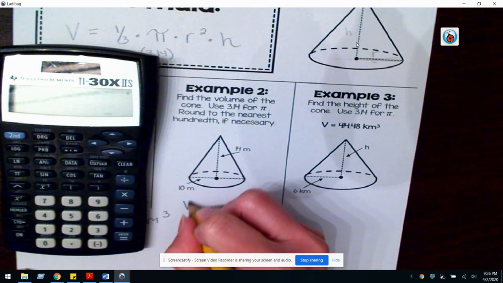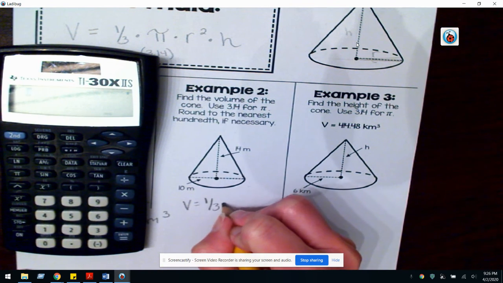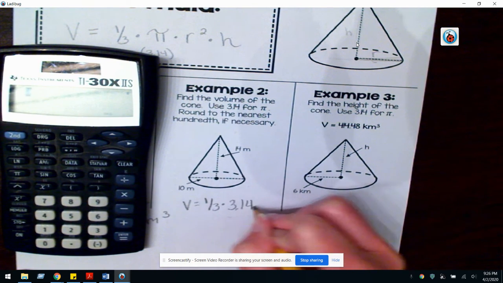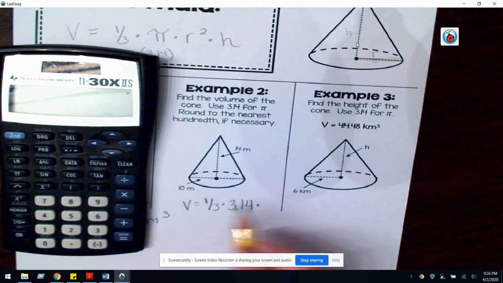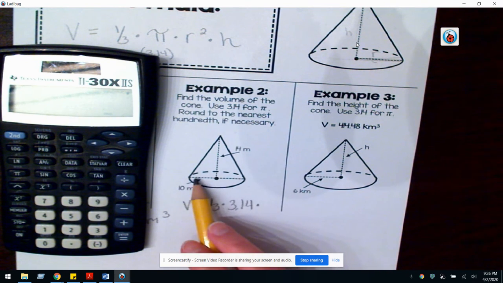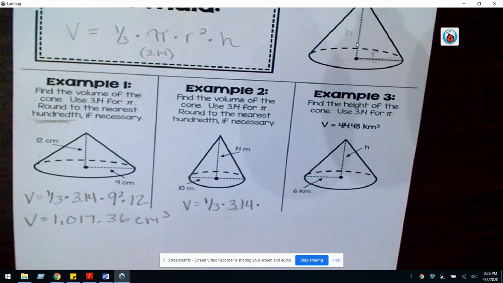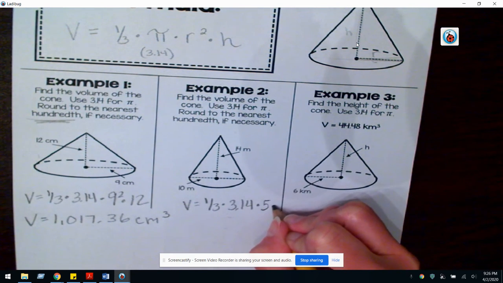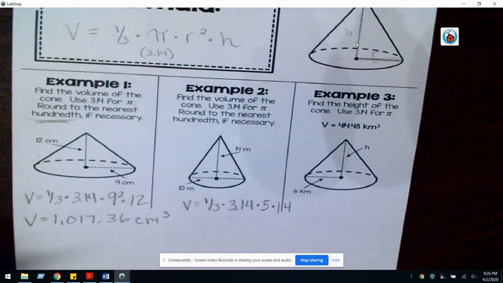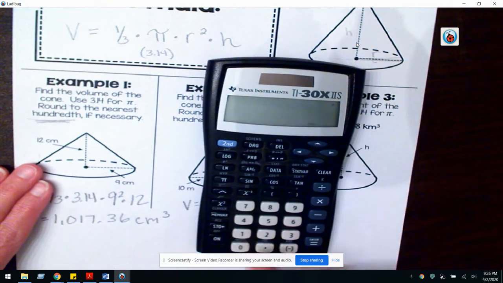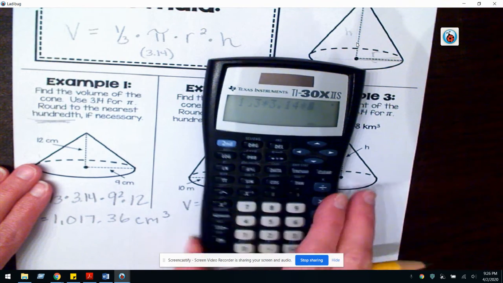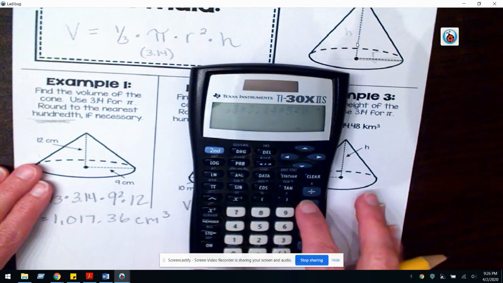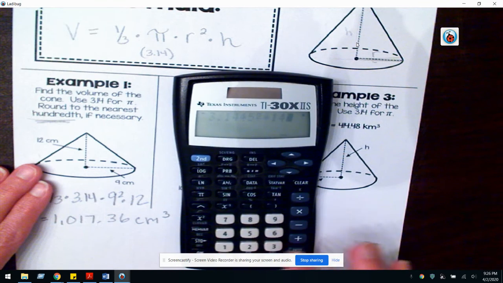So I'm going to do volume equals 1/3 times 3.14 times the radius. Wait a second, this is showing me the whole way across. I don't want the whole way across, I want halfway across. So radius would be 5, and then the height is 14. Go to the calculator. 1/3 times 3.14 times 5 squared times 14.